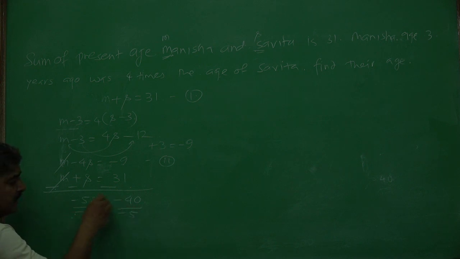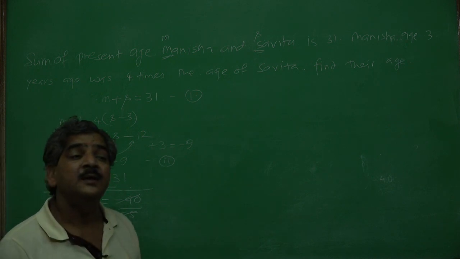If I divide both sides by minus 5, this and this get cancelled. Therefore S is equal to 8. So the age of Savita is 8 years.